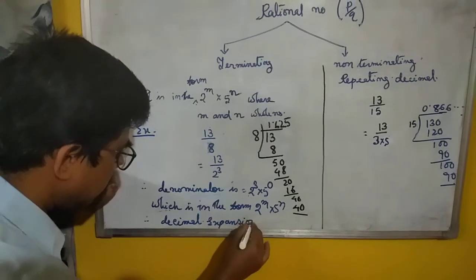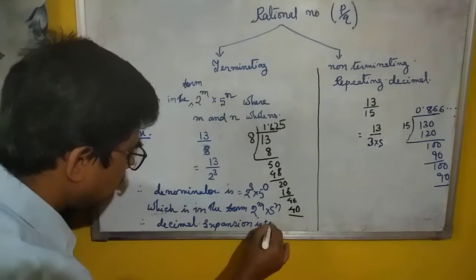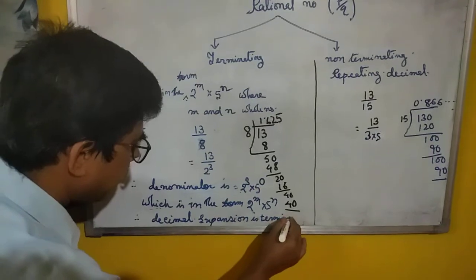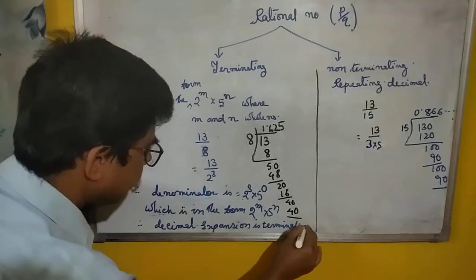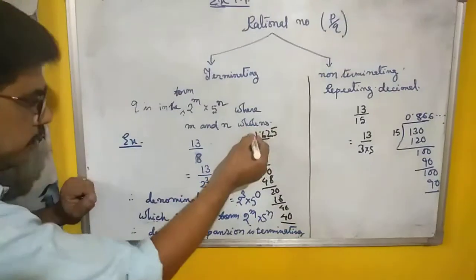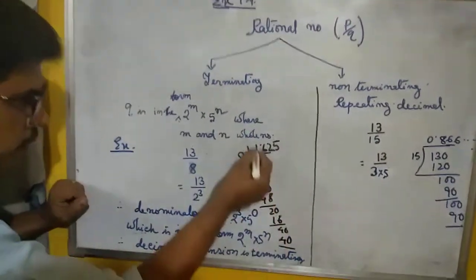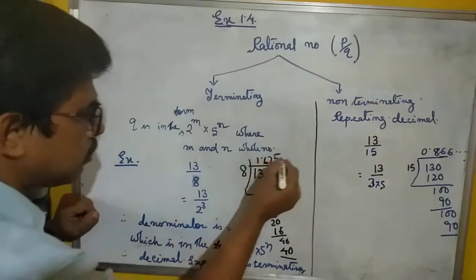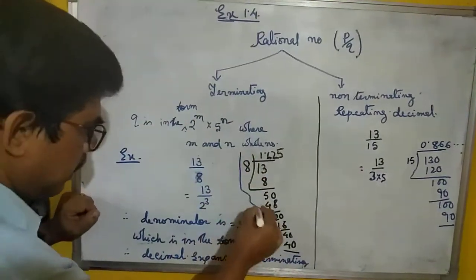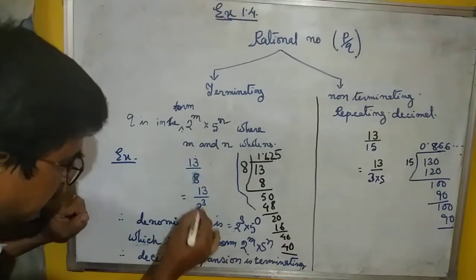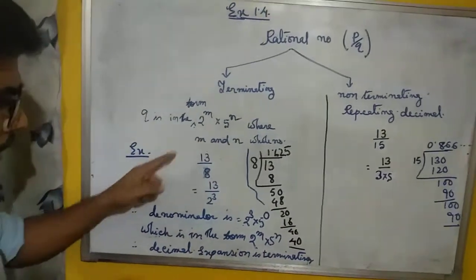the decimal expansion is terminating. I can also divide here, but there is no need to divide. I show you that terminating means it stops. So no need to divide. You just have to check the denominator and write like that, whether it is terminating or not.